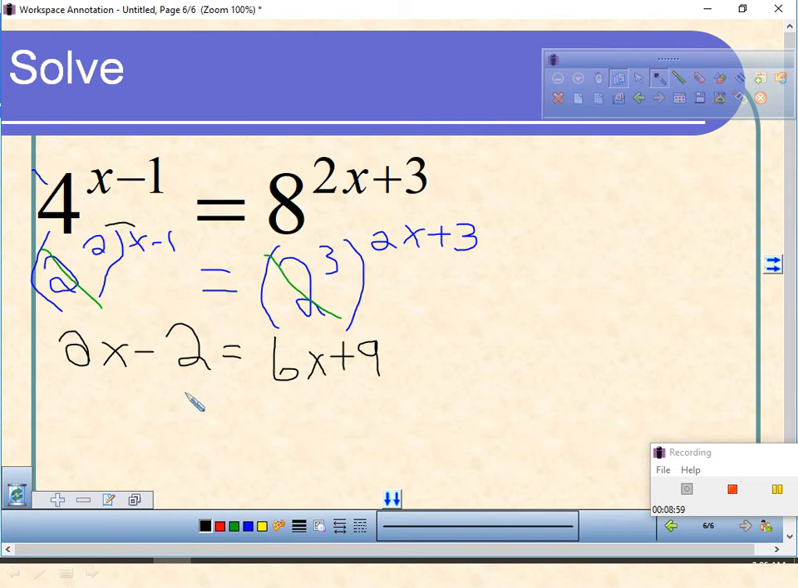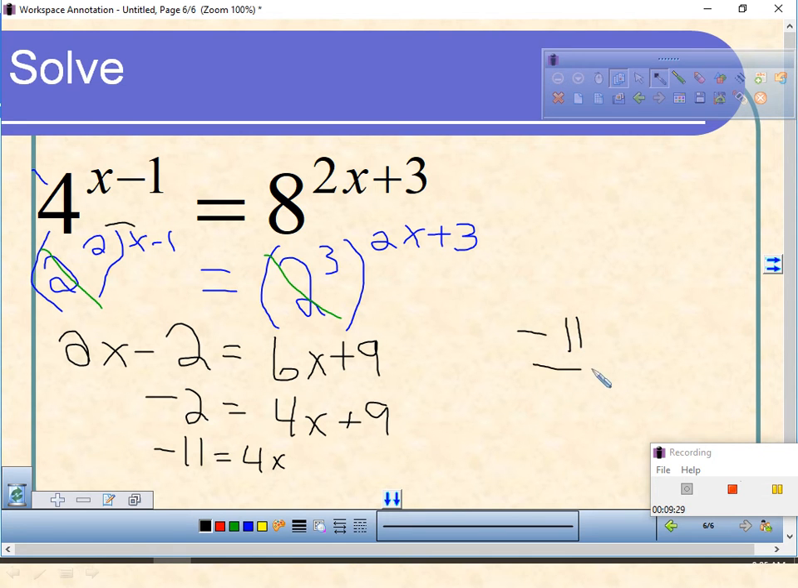So to solve this for x, I would subtract 2x from both sides. So I'm going to get 4x over here plus 9. And then to solve this for x, I'm going to subtract 9 from both sides. So I'm going to get negative 11 is equal to 4x. And then finally, I'm going to divide both sides by 4. And guys, I wanted to show you in this, sometimes you might get a fraction, and it's okay to leave it as a fraction. So you get negative 11 over 4, and that would be your answer for that problem.